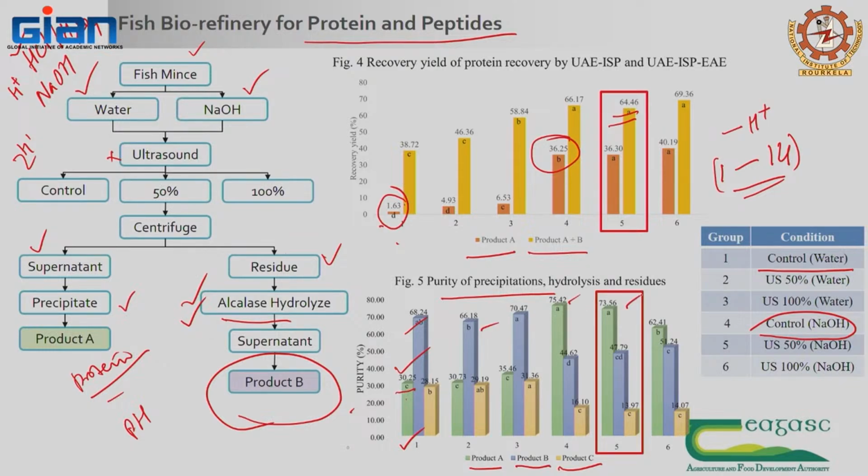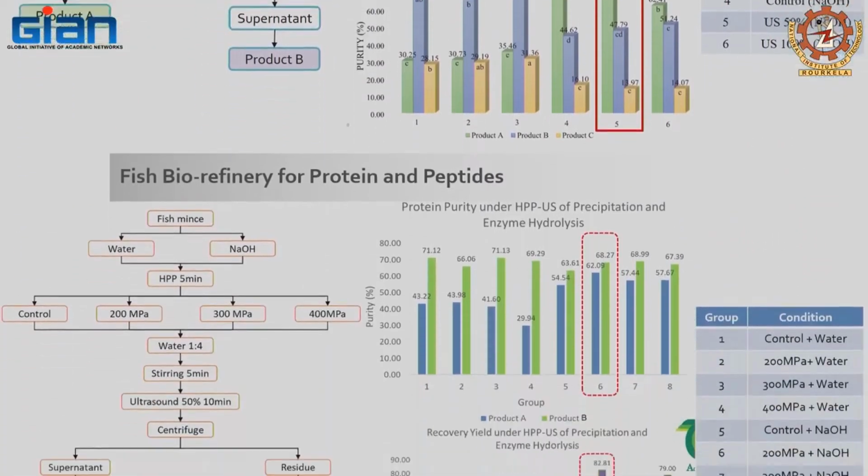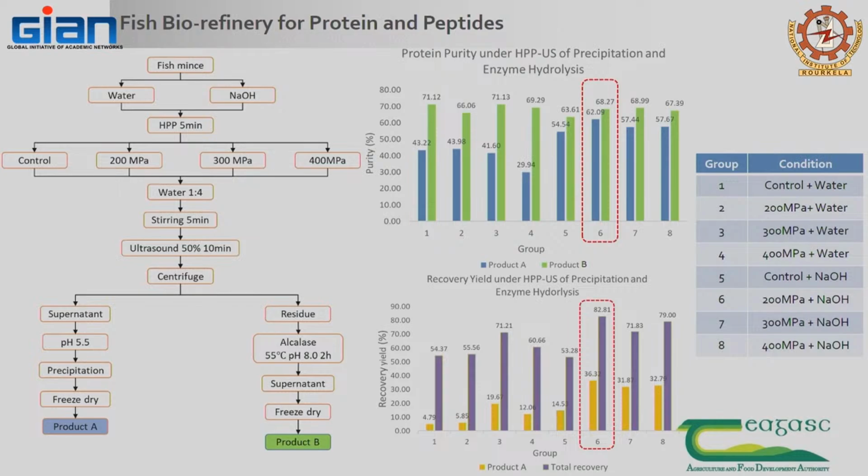So you optimize a specific condition: what should be the alkali concentration, how much time you have to use, what technique to use to get the protein. The next task comes: what you are going to recover next, when you are left over with bones and scales. The similar operations with different techniques. HPP is high pressure processing. So do not worry about the technology, we will cover that one.